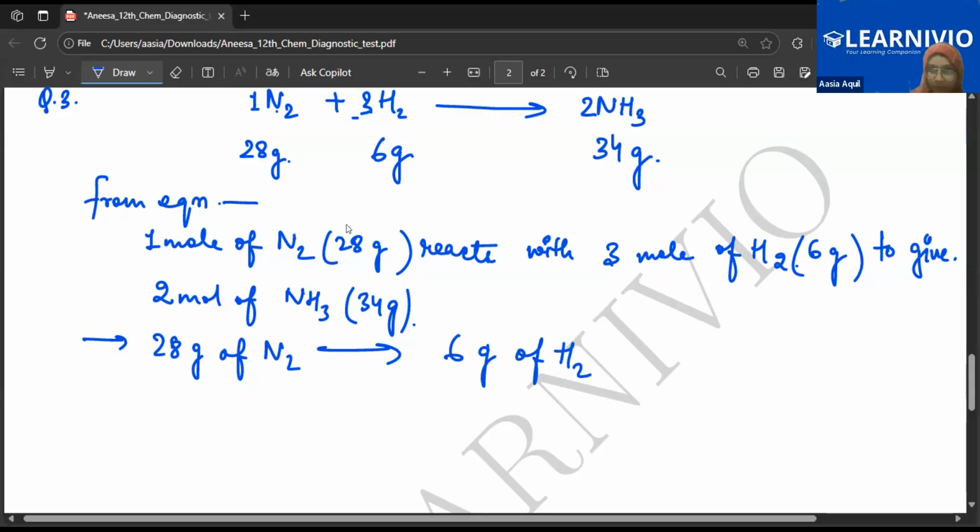Now, from the unitary method, you can calculate for 1 gram. 1 gram of nitrogen will give how many grams of H2? Just calculate it. 28 gram of nitrogen is giving 6 gram of hydrogen, so 1 gram of nitrogen will give 6 upon 28 gram of hydrogen.